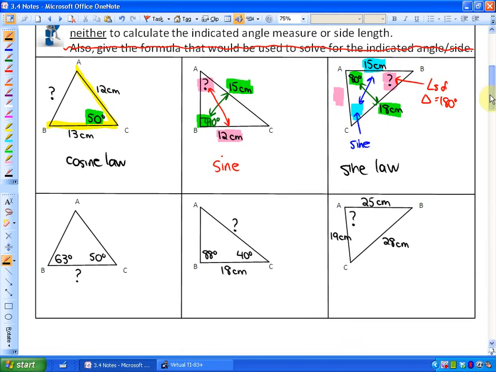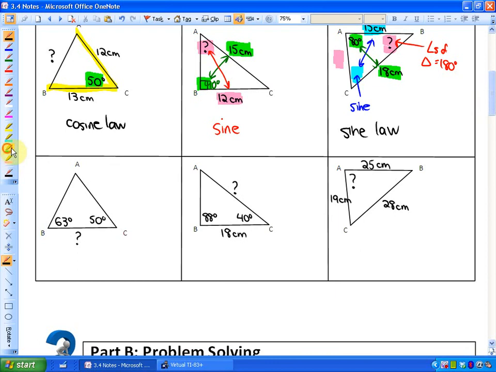All right, next one. In this case, you'll see that we have 2 angles. We aren't given any other information. We could find the third angle, which would be, I believe, 67 degrees. However, that's not helpful because in all cases, whether it's cosine law or sine law, you need to have the length of a side. So in this case, we would use neither. It's impossible to solve this problem.